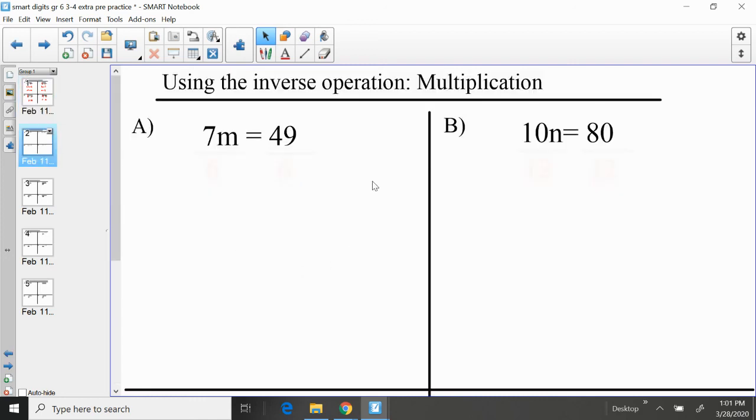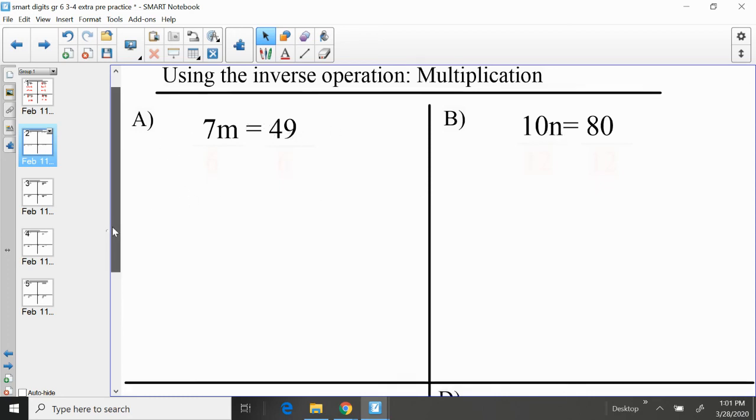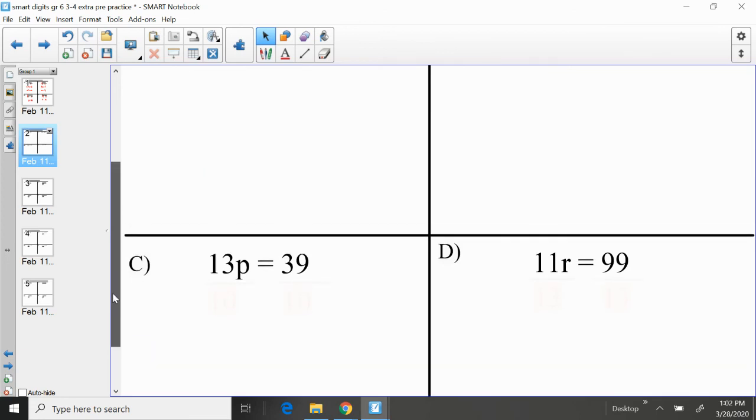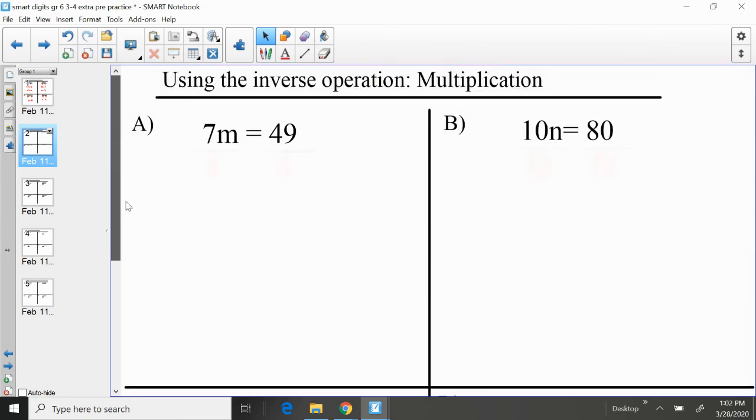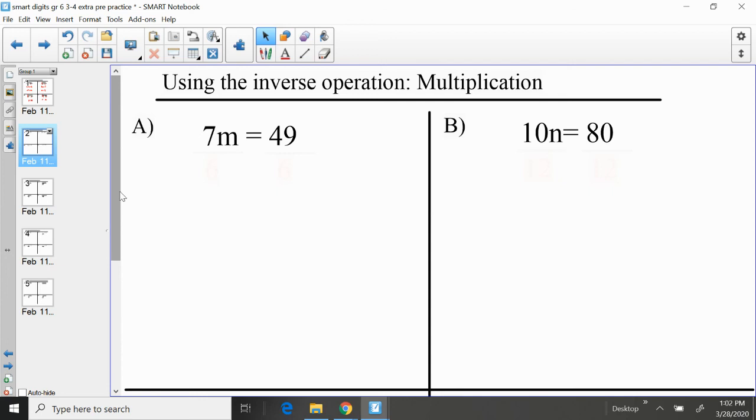What you're going to do today is this worksheet. It's just 4 problems. 7m equals 49, 10n equals 80, 13p equals 39, and 11r equals 99. So that is all that you're going to do for today, just that sheet. You will find that attached to the PDF with a Google Doc for you to type your final answers. Or some of you like to write right on the PDF, not a problem. You can do that too.